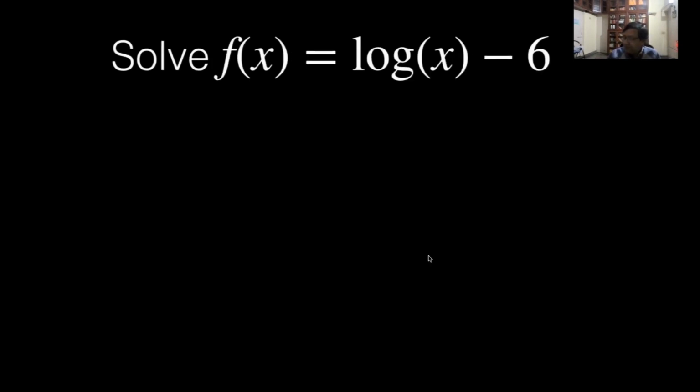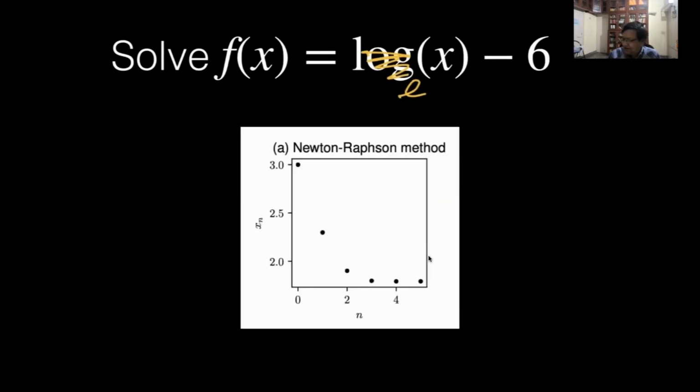So let's look at the same example. Again, I made a mistake. It's exponential x, and you can see that the solution is log 6. It converges very quickly. For the bisection method, it takes around 10 steps to get to an accuracy of 0.001, and here it is in 5 steps. So this indeed yields faster convergence.